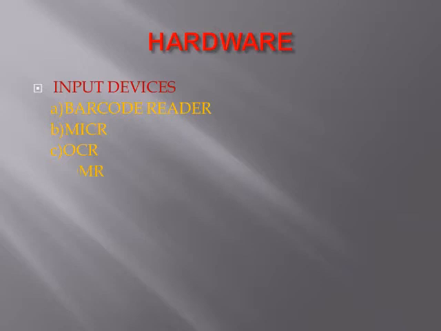Next one is the optical mark reader, OMR. Optical mark reader is nothing but the OMR sheet, you know that. Remember the OMR sheet? This sheet we are using for exam purposes. It is a device which is capable of reading the printed form used in objective type exams. For objective type exams we are using this OMR sheet.